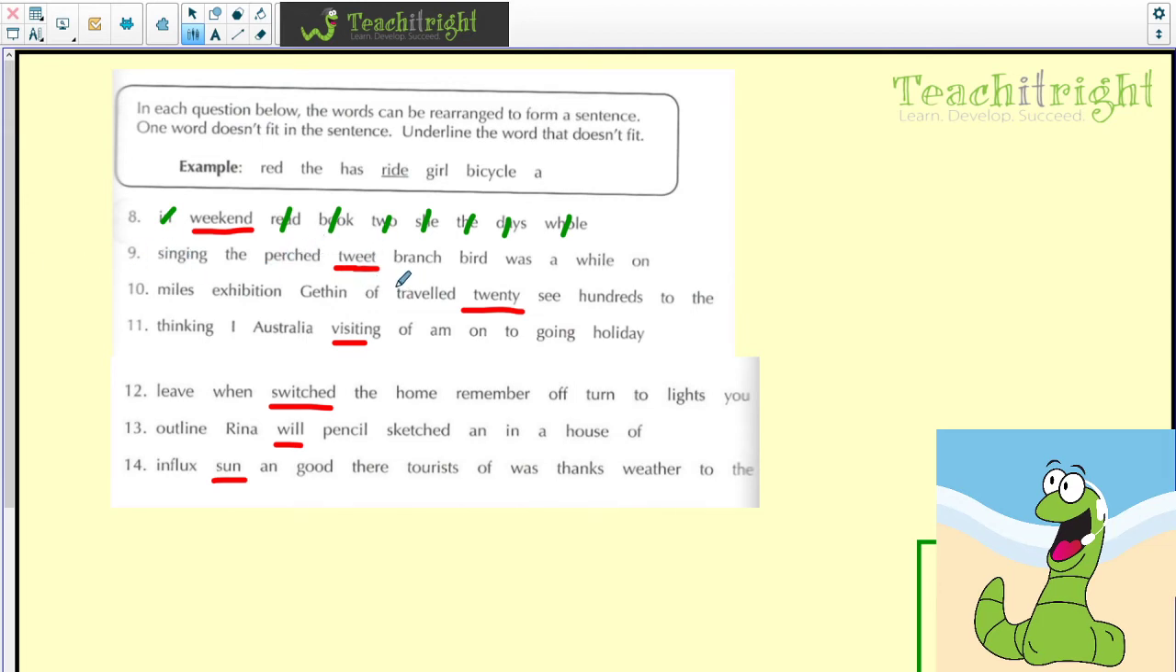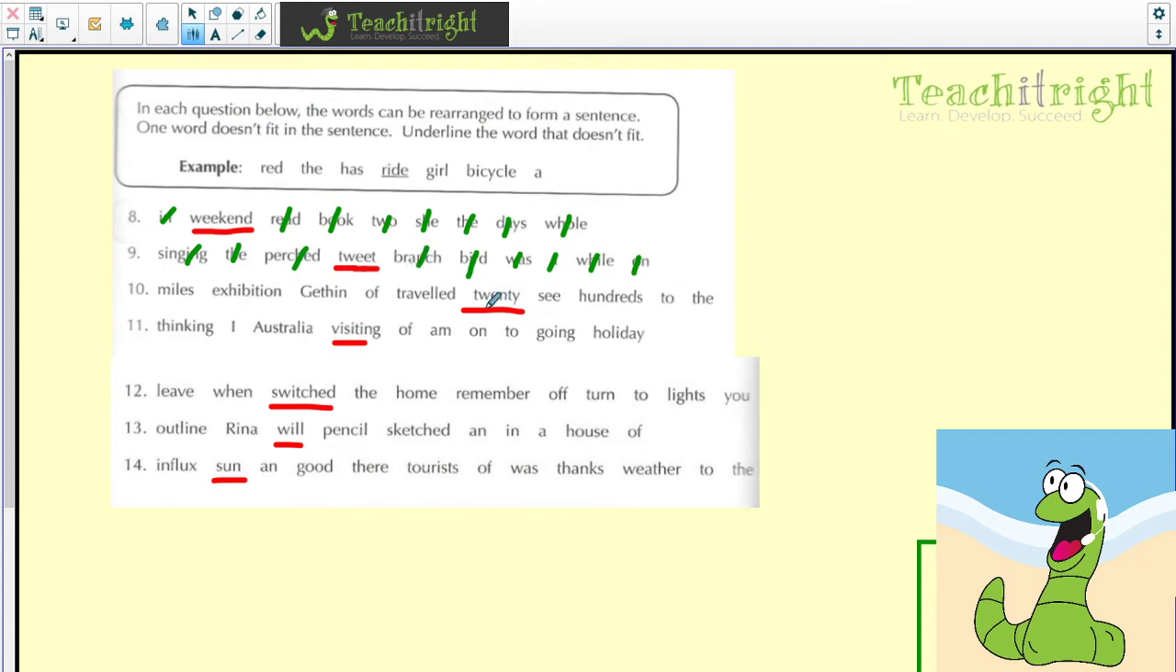Then let's have a look at number 9. We know what the answer is. It says tweet, but the sentence should have been the bird. The bird what? We need a verb. The bird was. And what was he doing? He was singing while perched on a branch.